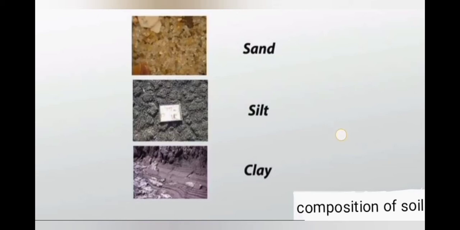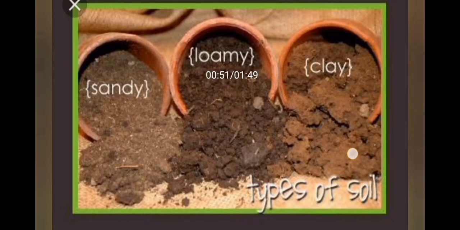So let us look into the types of soil. There are 3 main types of soil, that is sandy soil. The soil has a greater proportion of sand particles. Sandy soil feels rough and gritty. It is non-sticky when it is wet. It does not hold much water and drains all the water from it.